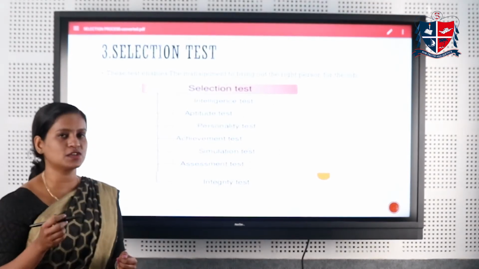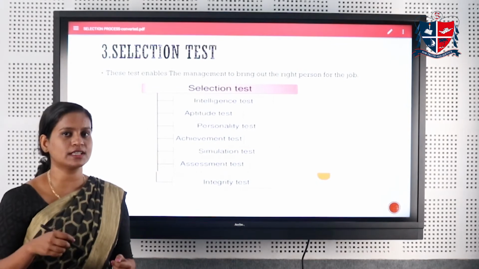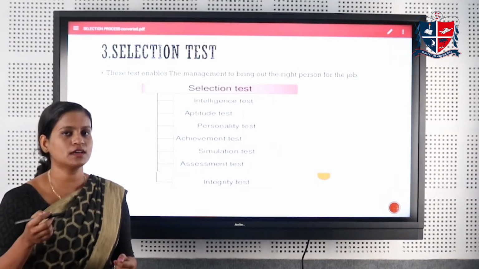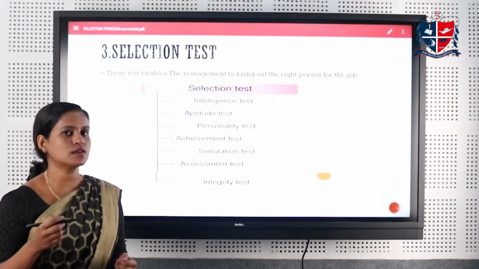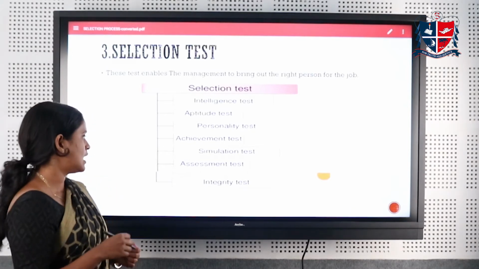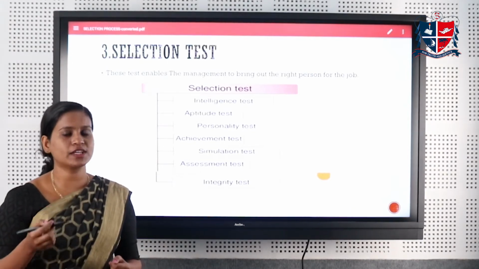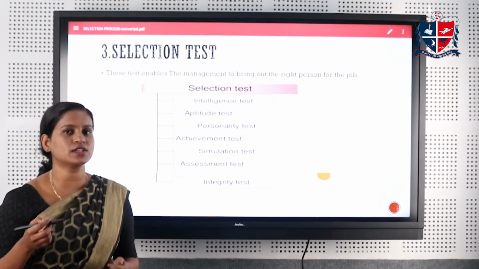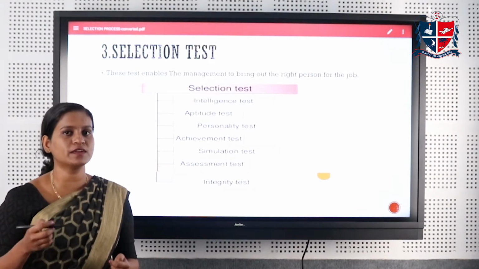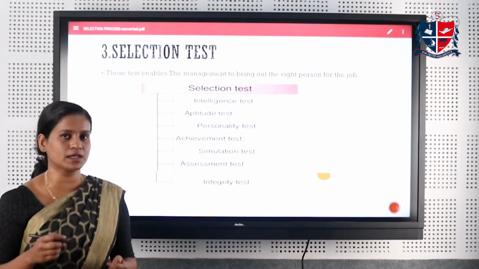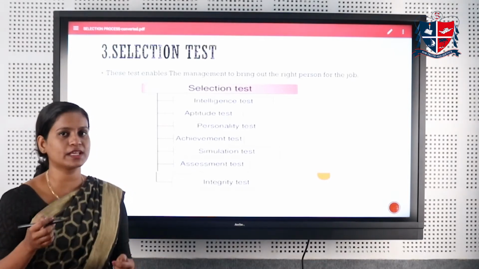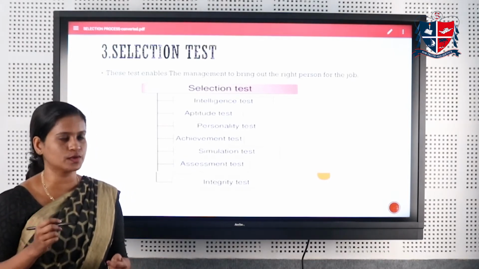Then the fourth is the achievement test. It will measure how the candidate will perform in a particular work. It is also known as the work sample test. And the next is the simulation test. Under the simulation test, the candidates are measured in terms of how he or she will face certain problems in the workplace. The simulation test is mainly for managerial roles.